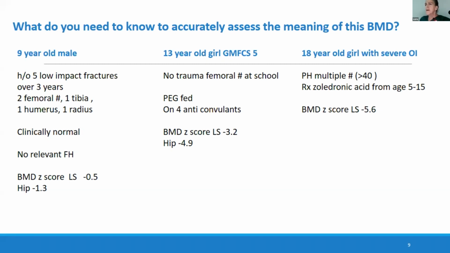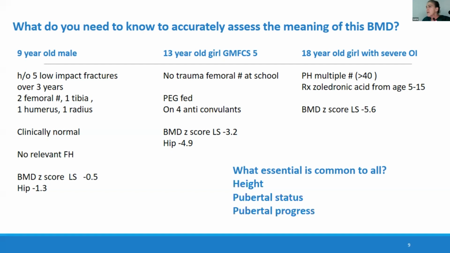What is common to all of these patients? What do you need to know that makes you able to try to interpret these patients? Any offers? Quick. Height? Height. And puberty. So without knowing how tall they are, whether they've gone through puberty, whether puberty started and whether it stopped, it will be impossible to interpret this otherwise complete nonsense.